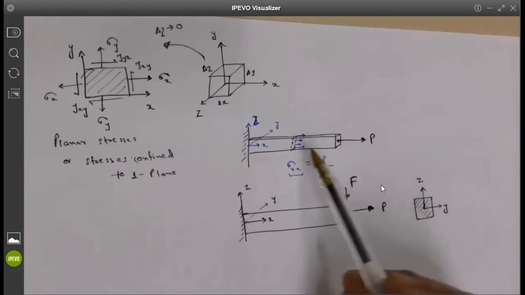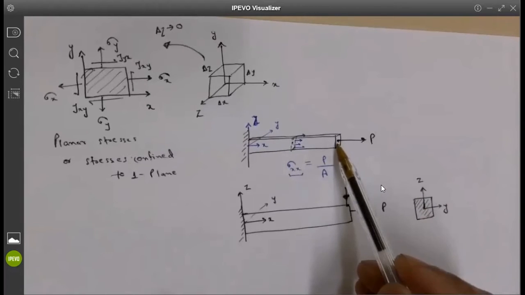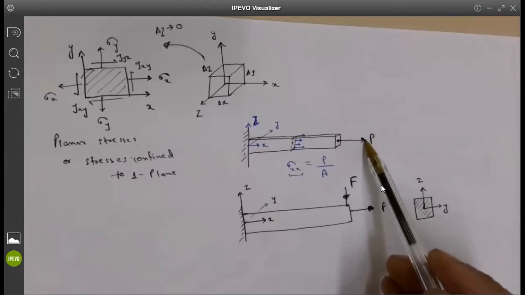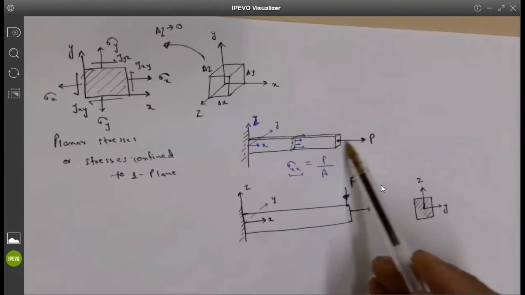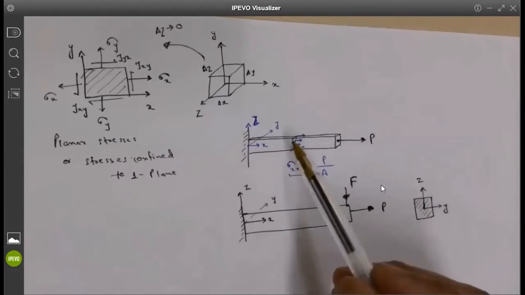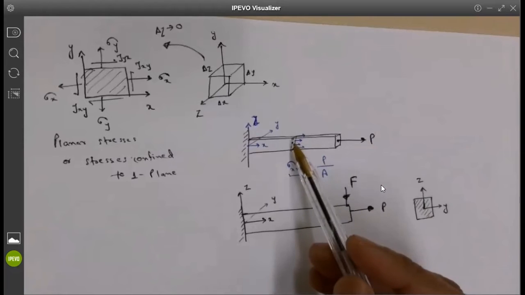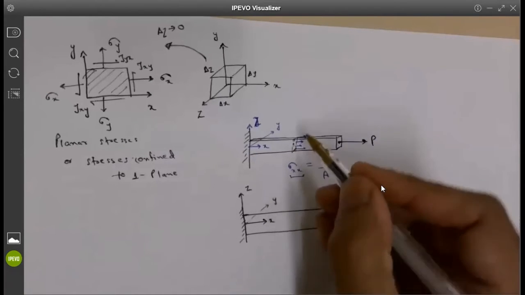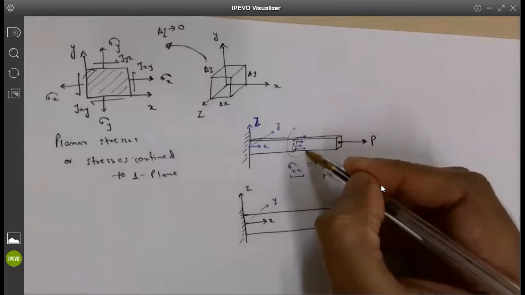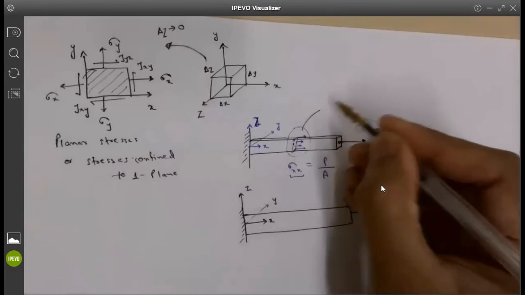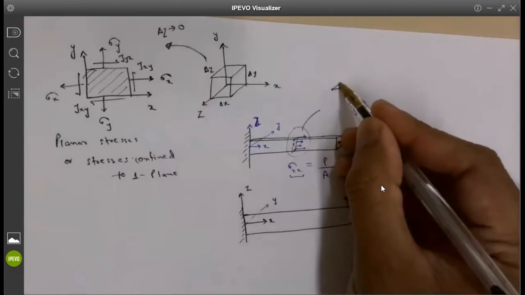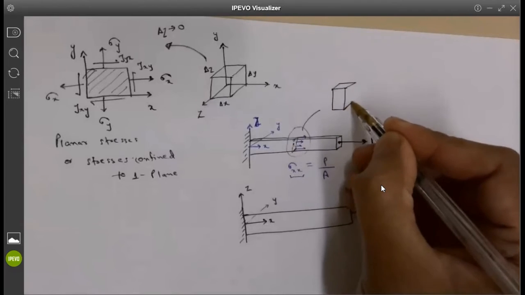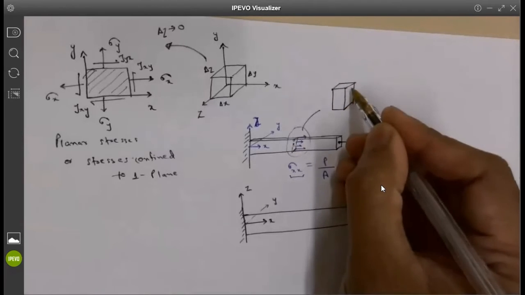So what I am saying here is that this is a specific bar which is fixed at one edge, and a load is applied at the other end, the free end. When that is happening, I can look at one point in this material. If I zoom this section out, then what I will get is this section, like this, isn't it?